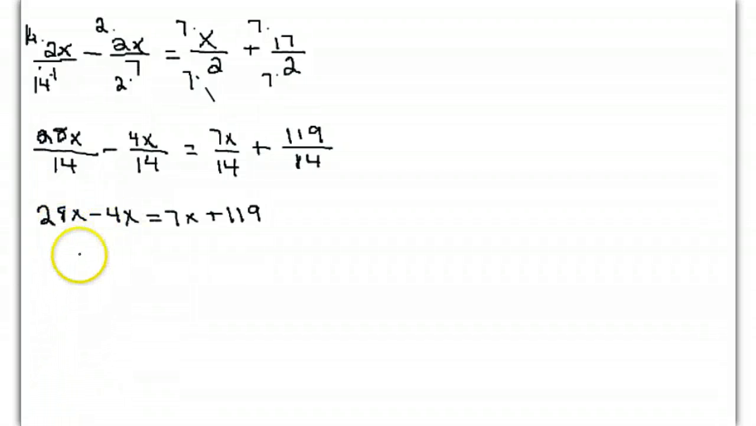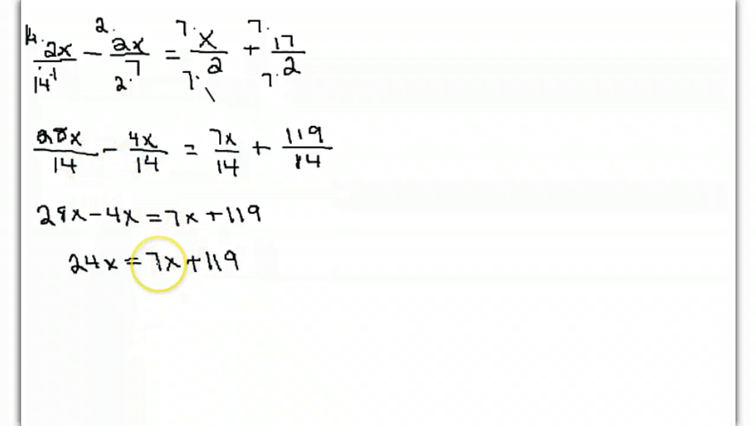28x minus 4x gives you 24x. And that's still equal to 7x plus 119. And then what's next now? You've got x's on two sides.